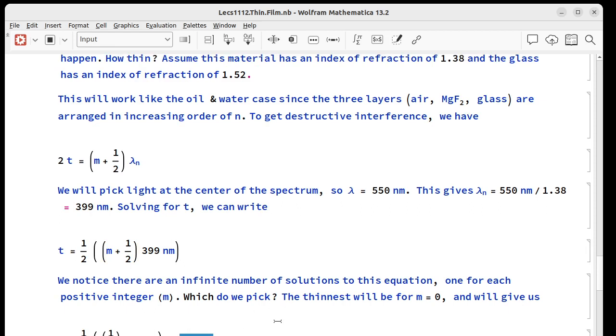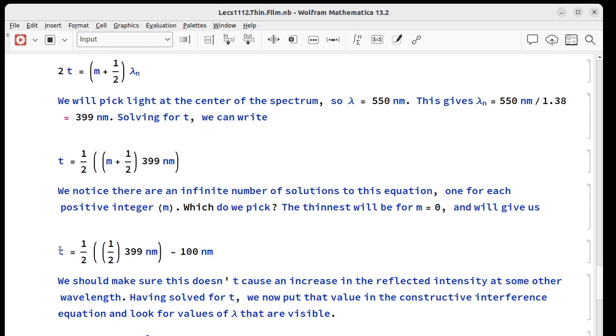One thing we have to worry about, though, is this is where the wavelength for destructive interference, but what about constructive interference? Where's the nearest wavelength that will be enhanced by this? Now that we know our thickness, we can plug it in here into the constructive interference formula and see, is there a value of lambda that we have to worry about here?